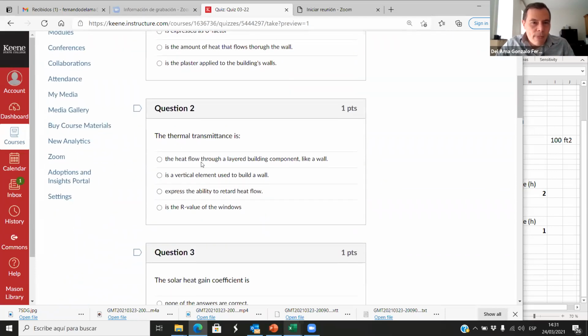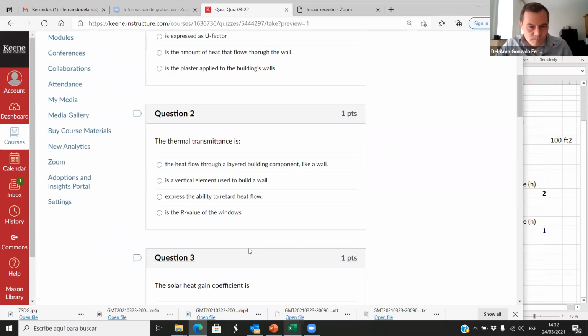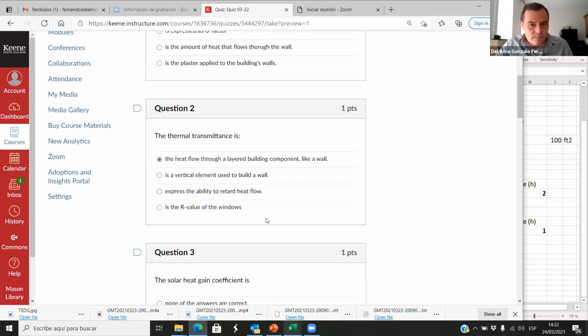So that makes sense. The thermal transmittance. Okay, what is the thermal transmittance? Is it the heat flow through a layered building component like a wall? I think this is the right option. Is it a vertical element used to build a wall? No. Does it express the ability to retard heat flow? No, this is the thermal resistance. The thermal resistance expresses the ability to retard heat flow, but the thermal transmittance is the heat flow through a building component. Is it the R value? No, the R value is the thermal resistance. So I think this is the first one.